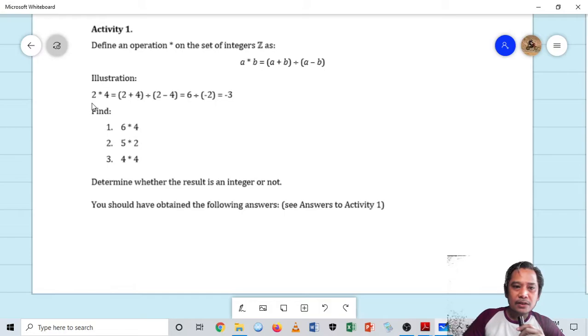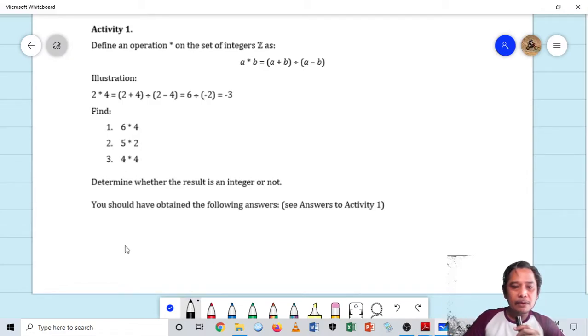As an illustration, we have here 2 operation 4. By definition, it will just be the sum 2 plus 4, then divided by the difference 2 minus 4. So 2 plus 4 is 6, and 2 minus 4 is negative 2. Then 6 divided by negative 2, so the answer would be negative 3. Let us now try to answer this activity.